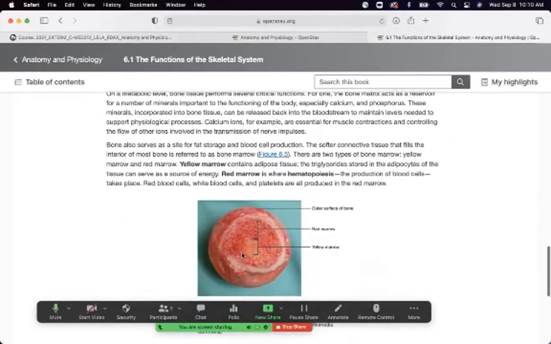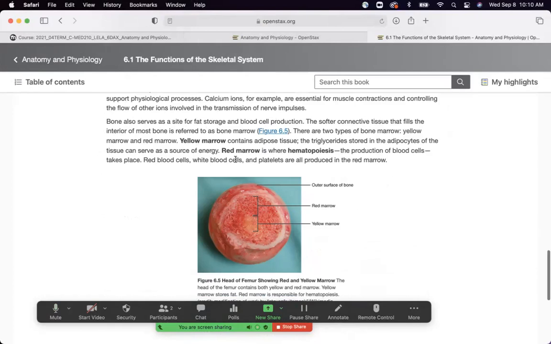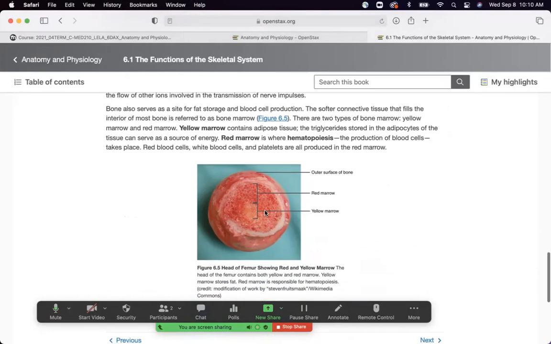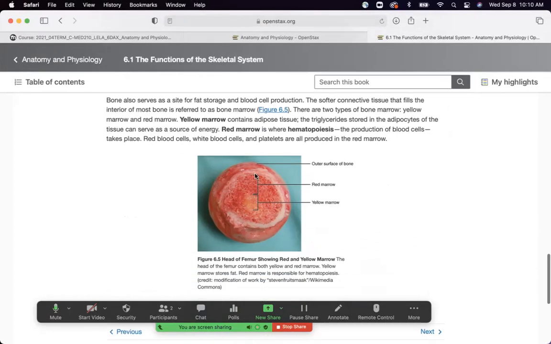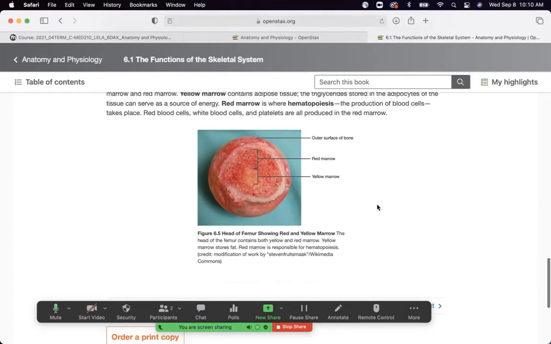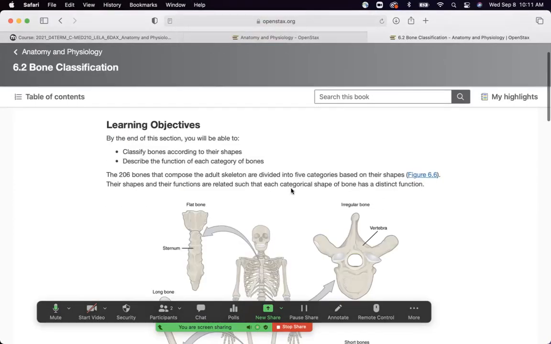Now, I told you that bone is hollow and has things in it. Well, yellow marrow, of course, has adipose tissue or fat. That makes sense because fat's yellow, or a milky yellow color. And red marrow, which you could see here, is where hematopoiesis, or the production of red blood cells, takes place, which is really important. It makes some white blood cells and some platelets, but the main star of the show is the red blood cell. Red marrow, red blood cell.